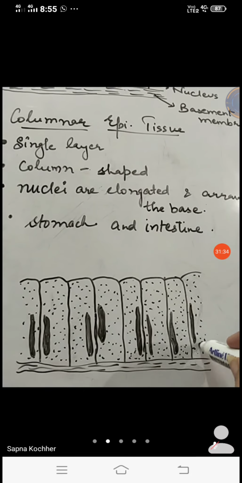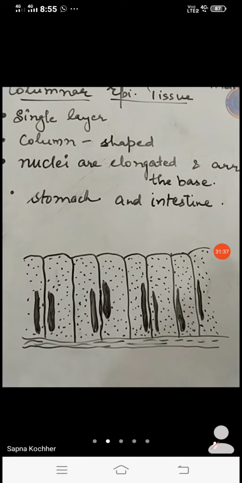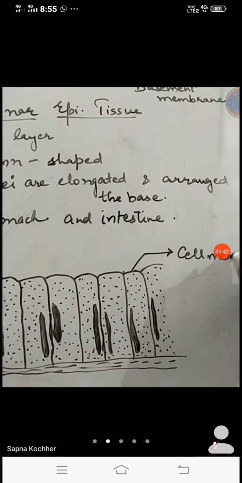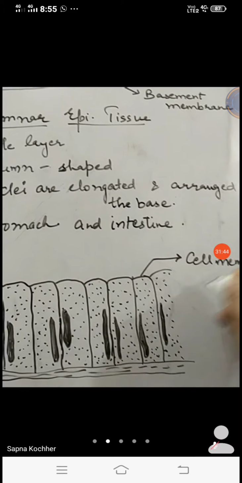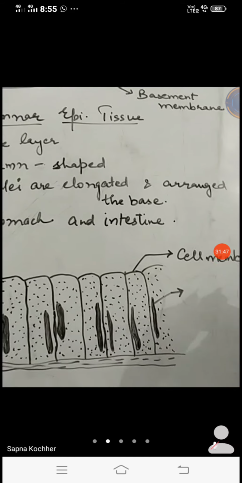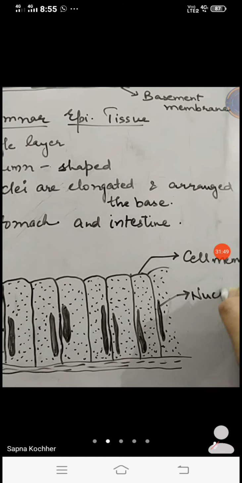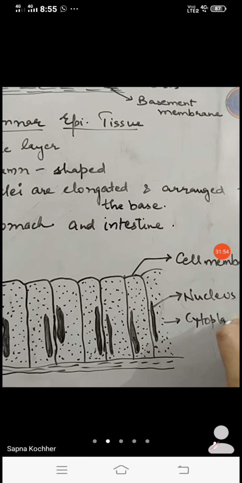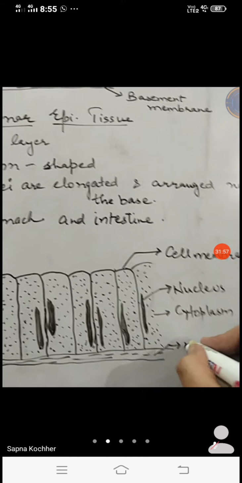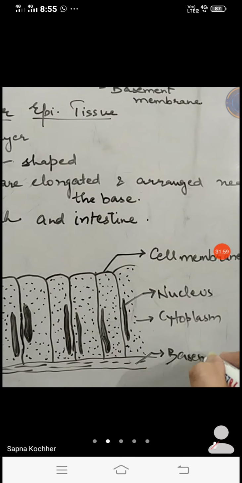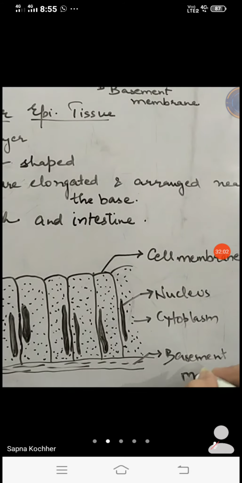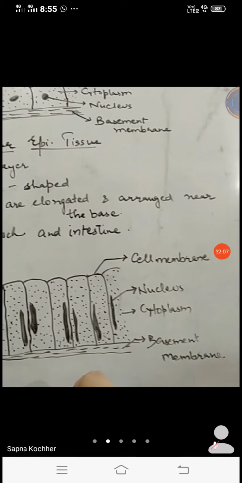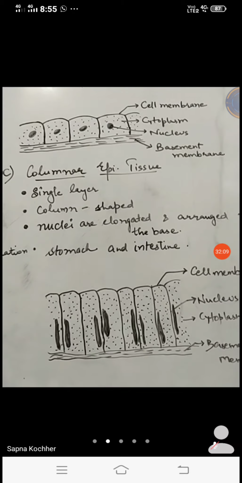Okay. So this is the structure, and label it as the cell membrane. Again the same. This is the cell membrane or the plasma membrane. Labeling is the same in all the tissues except one where there will be the glands formation. This is the nucleus, then the cytoplasm and the basement membrane. So this is a basement membrane, right? So this is about the columnar epithelial tissues.